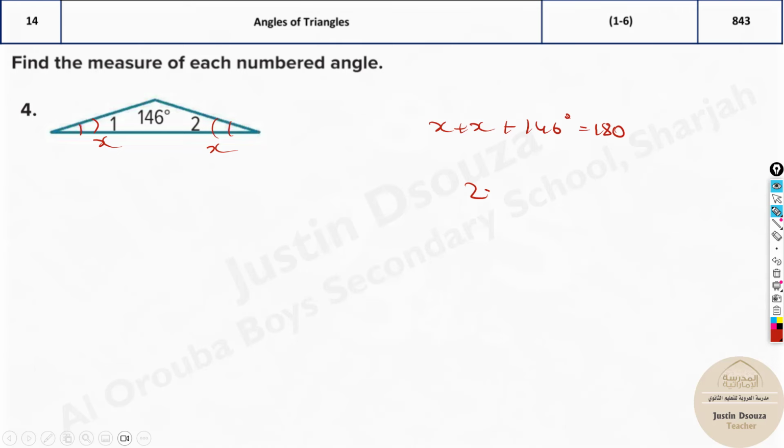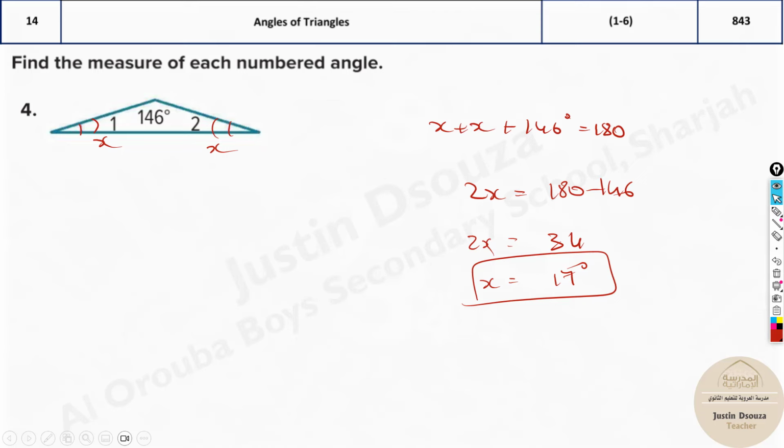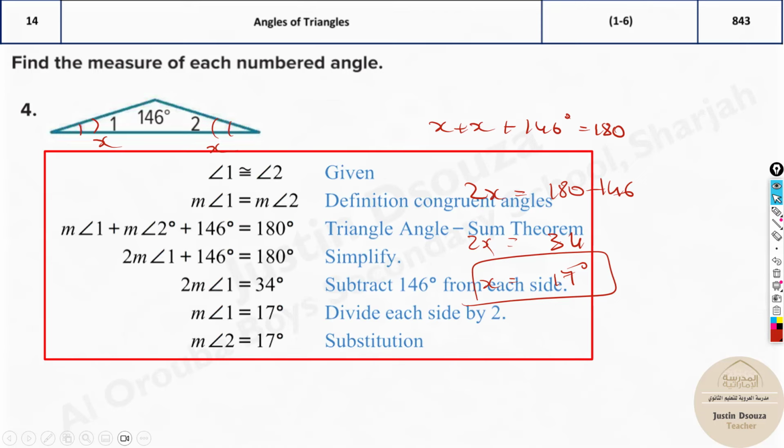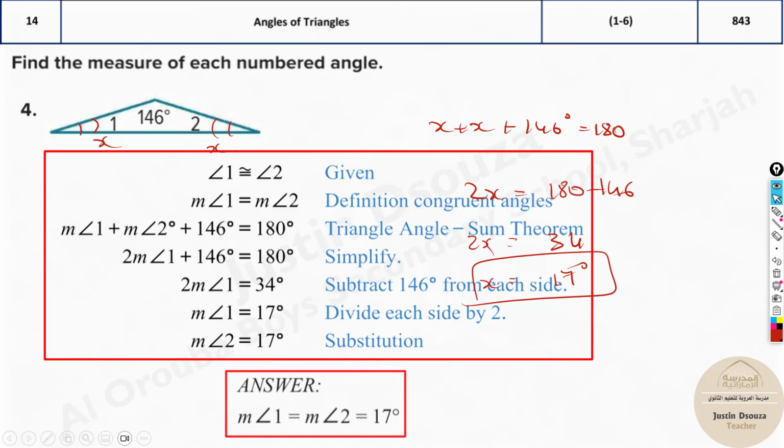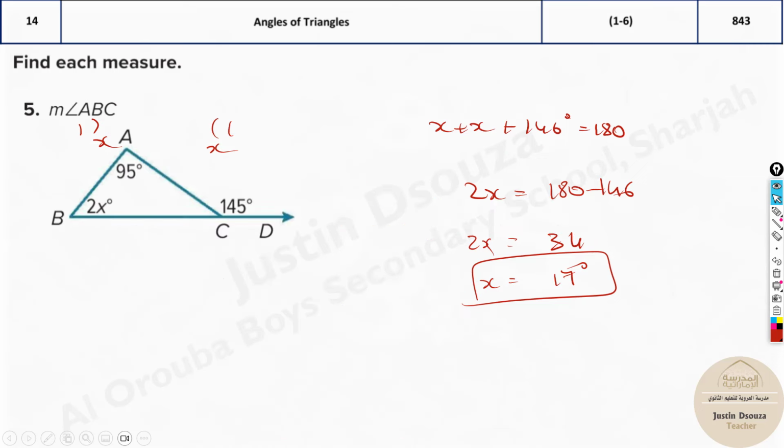So now take it to the other side, it'll be 2x is equal to 180 minus 146. It is 40 minus 6. It'll be 34 degrees is 2x. X will be 17 degrees. So that is the answer. 17 for 1 and 2, both are 17 degrees. Just by solving. You can directly put it in a calculator and solve it as well.